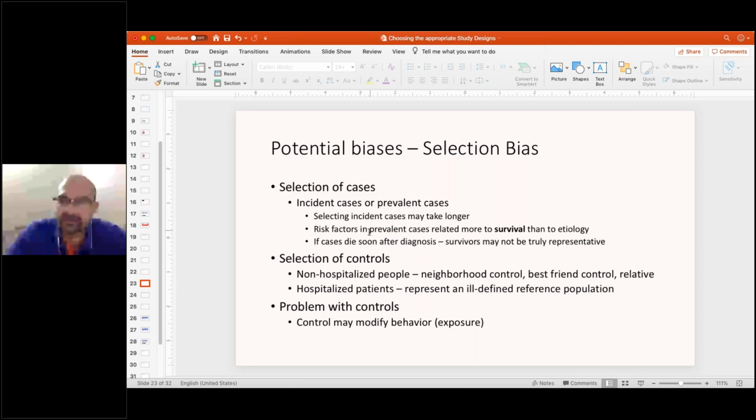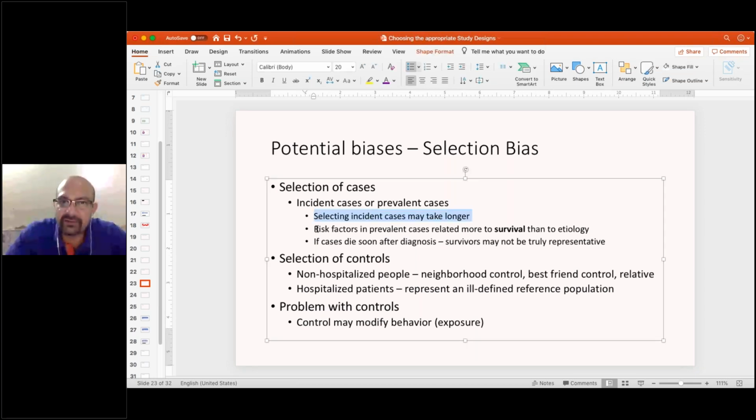So it depends upon what is the question we are trying to answer. But in general, if you are selecting an incident case, then it takes longer to complete your study, and your risk factors are prevalent in those. If we take prevalent cases, then the risk factors that we are studying are more related to survival than really to etiology. If supposing the cases die soon after their diagnosis, then the survivors may really not be truly representative of the condition that we are trying to study.